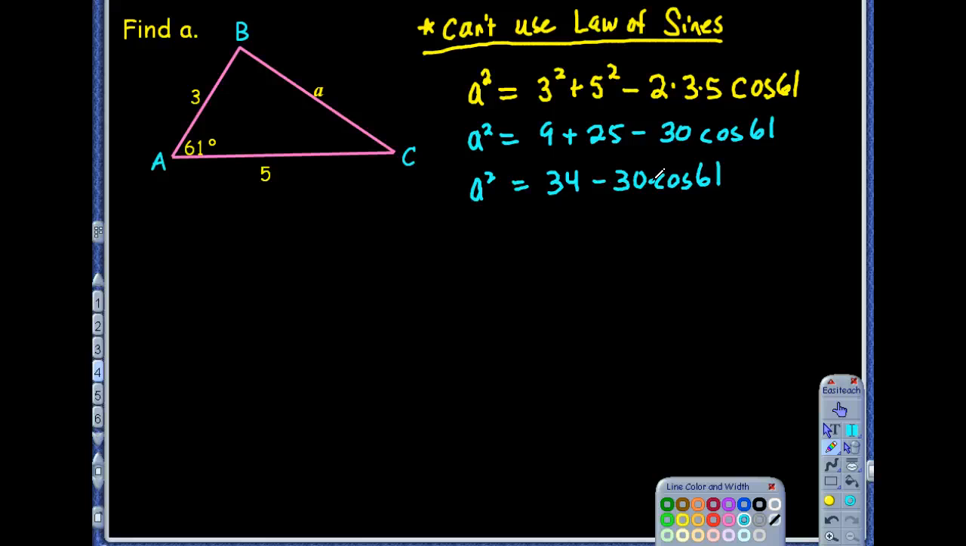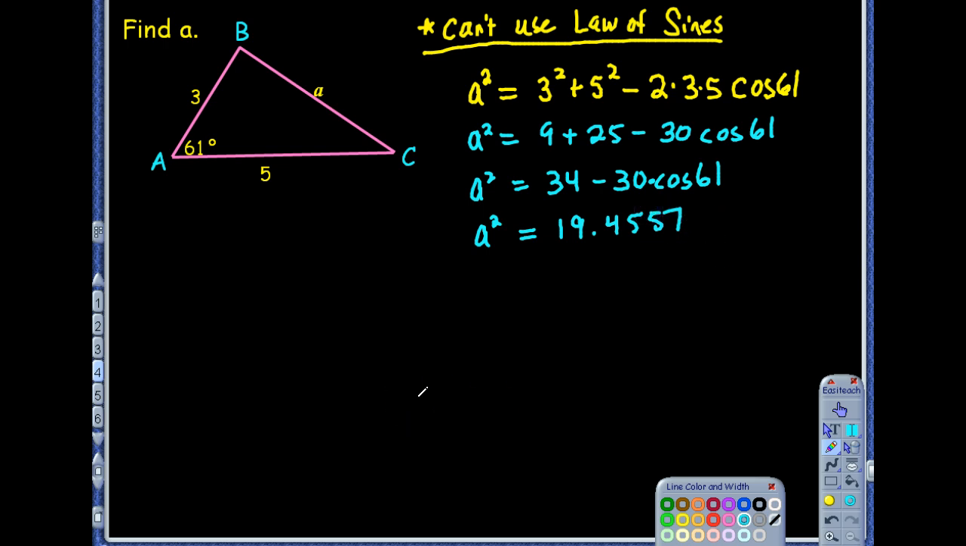Right. So this is where, guys, I would, and I don't know if you agree with this, I would just type this in my calculator just like you see it. So do 34 minus 30 times the cosine of 61. And it's going to give you a nasty decimal, of course. Yes. So it's going to be about 19.4557. And it's going to keep going.